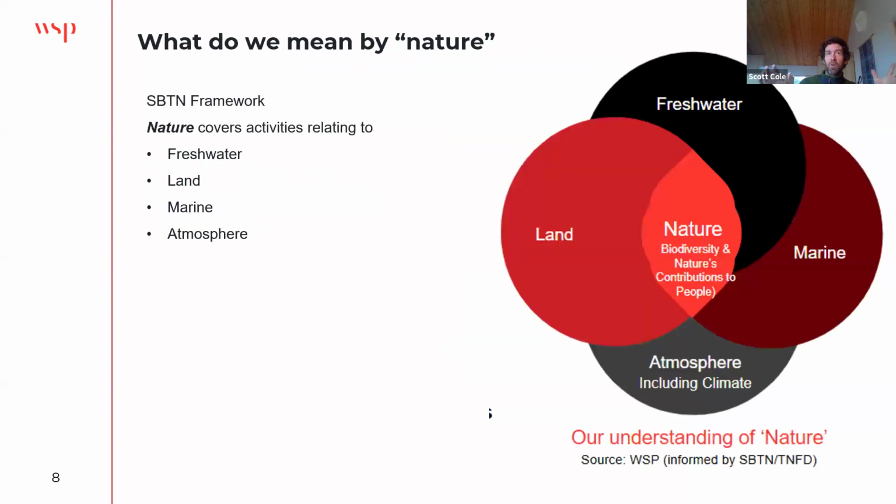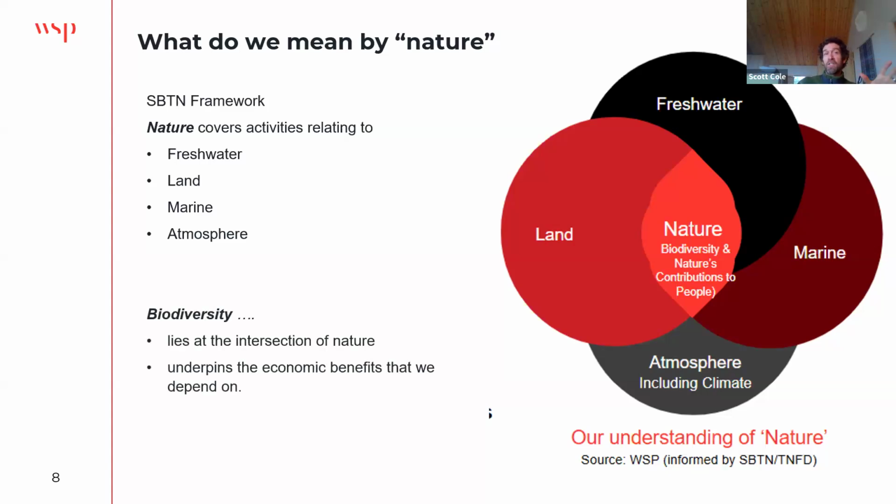So there are several reasons here to think a little bit wider in terms of nature. But what does nature mean? Based on the SBTN framework, they define nature as covering all activities that occur within these four different realms: freshwater, land, marine, and atmosphere, where the climate is where we've been focusing most, on that fourth bullet point. And I think it's important to say that biodiversity lies right at the intersection because it crosses all these four realms. It underpins these economic benefits that we depend on. It makes them possible. Biodiversity is like the pillar or the foundation that these ecosystem service benefits build on.